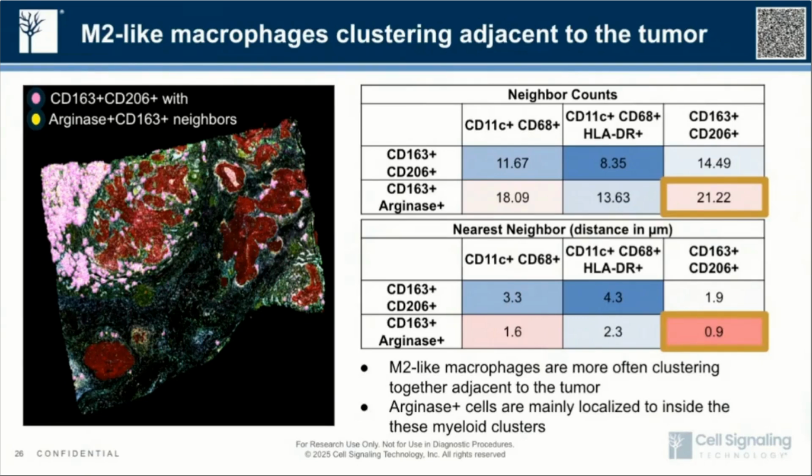And then if you go over to the boxes that I've outlined on top, we're looking at neighbor counts. This is showing the number of CD163, CD206 positive cells that are neighbors to or very close to CD163 arginase positive cells, two markers of that M2-like phenotype. And so there's a lot of these cells that are aggregating together. And if you look in the next graph, the distance between them is very low. And so you can see that these cell types are very much aggregating together and clustering adjacent to the tumor. Importantly, arginase 1 positive cells mainly localized to the inside of these myeloid clusters versus the outside of these myeloid clusters.